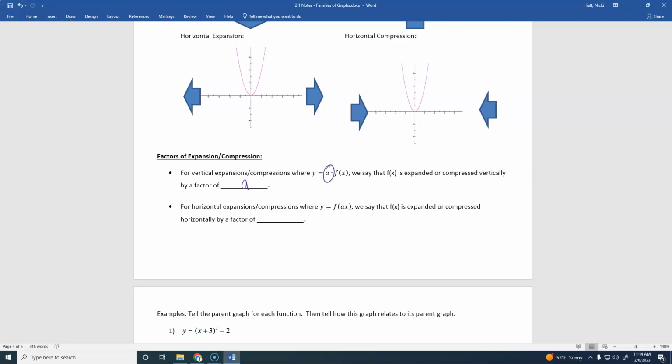But if we have that number on the inside, then it's going to be a horizontal expansion or compression, and it's going to be expanded or compressed by a factor of 1 over a, 1 over whatever that number is. So much like what I was saying before, if the number's on the outside, you just use that number. It is what it is. If it's on the inside, everything's backwards. Everything's flipped. It's the opposite of what you would expect. So you've got to do 1 over a for that.